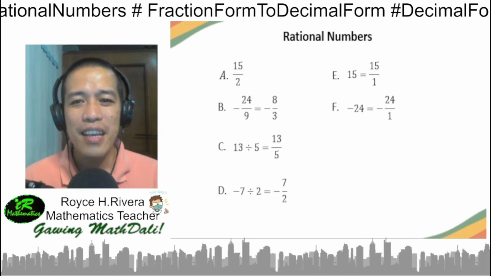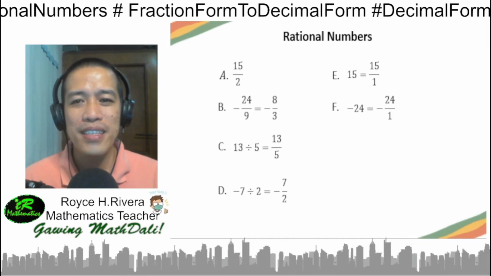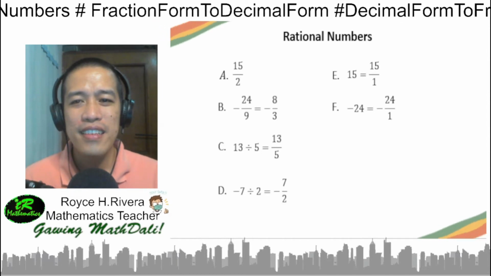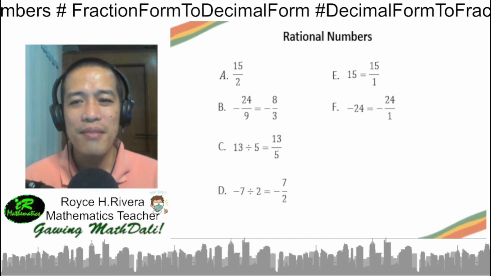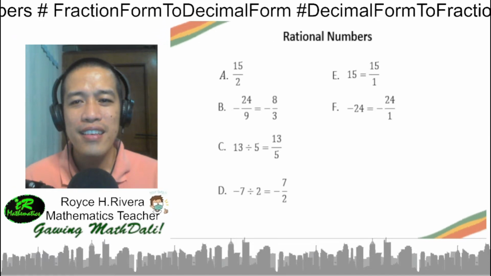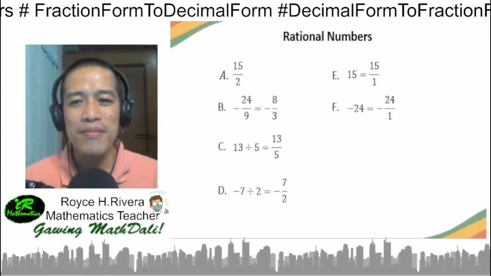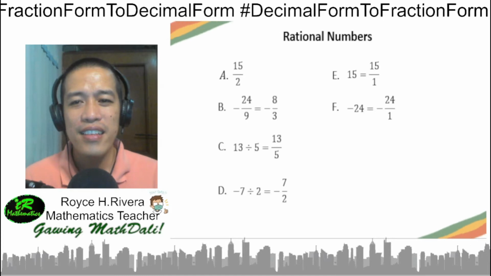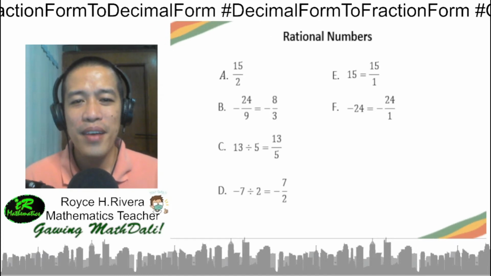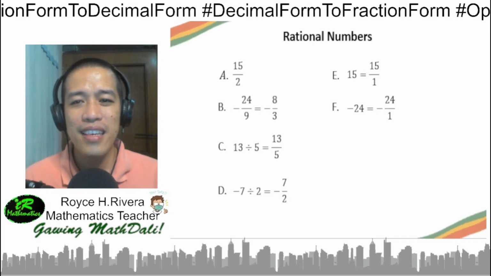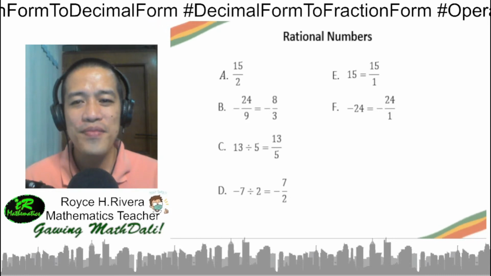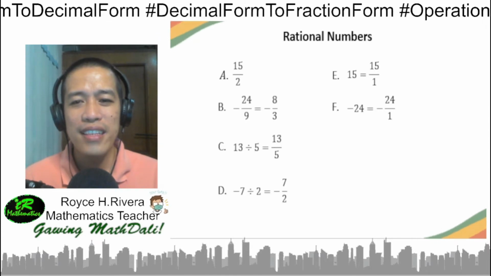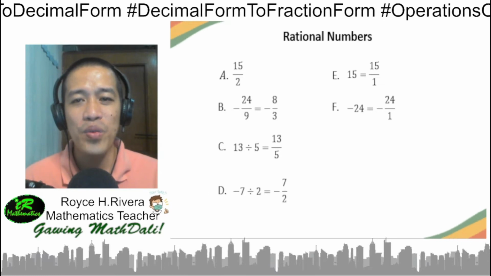Here are some examples of rational numbers. Letter A, 15/2. Letter B, -24/9, in simplest form, -8/3. Letter C, 13 divided by 5, which is equal to 13/5. Letter D, -7 divided by 2, that is equal to -7/2.